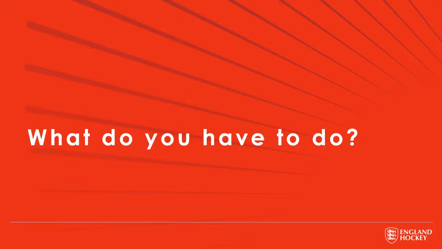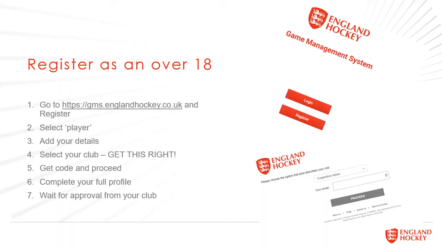So, as a player, what do you have to do? It's very simple. There are two slightly different processes, one for over 18s and one for under 18s. For over 18s, you simply go to the link here, click register, select yourself as a player and add your details. The most important thing to do is get your club right. And once you've got that, you'll get a code and you can log into the system and complete your full profile with all of your information. You'll then be approved by the clubs you've chosen to enter once they've had the opportunity to do that.